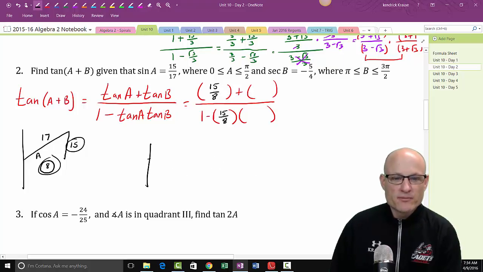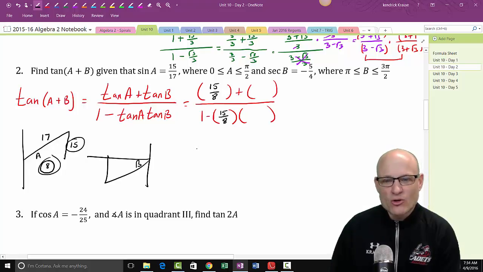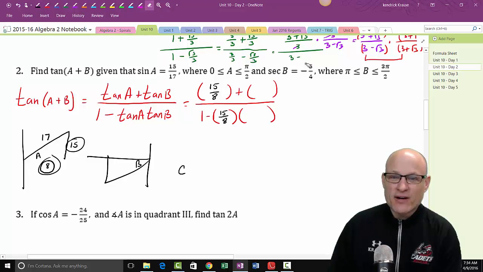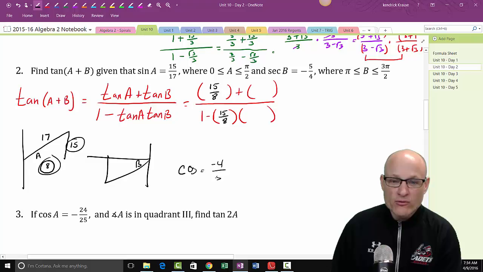B is in the third quadrant. And I know that the secant of B is negative 5 over 4. Now secant is the flip of cosine, so cosine is equal to negative 4 over 5. For 4 over 5, you should know the other side is 3. So therefore the tangent is 3 over 4. It's positive because we're in the third quadrant.